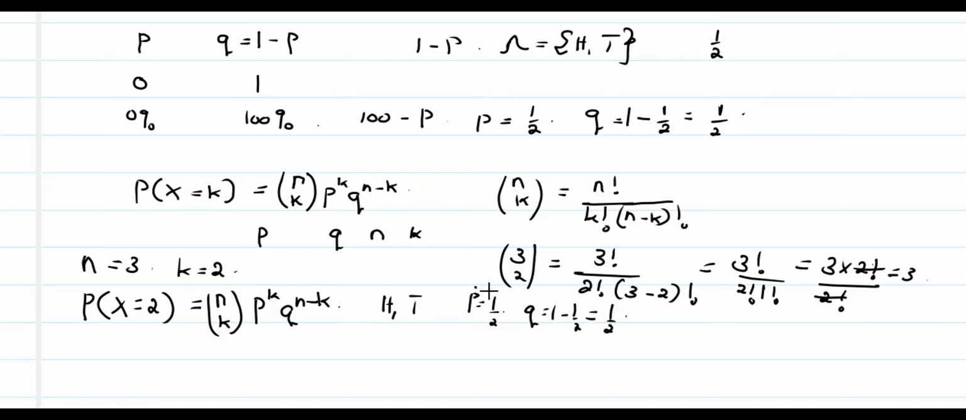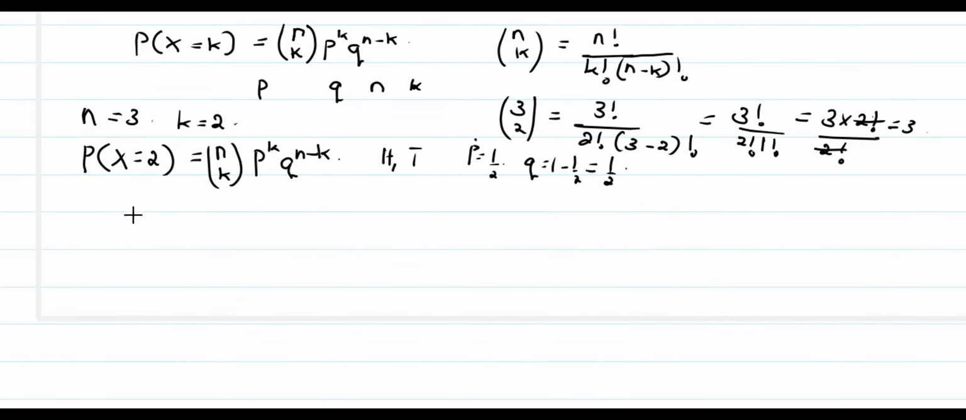So now I come here and replace them. We already sorted out this part, we know it's 3, so we can add it on for now. Now I know the probability of success is a half, raised to power k, but we already know k is 2. Then q, you already know q is a half again. And now n was 3, but it's now 3 minus 2, because k is 2.